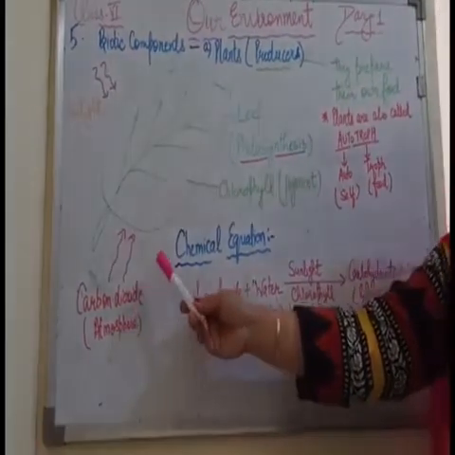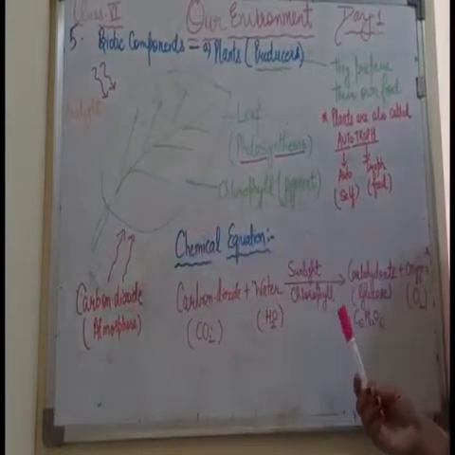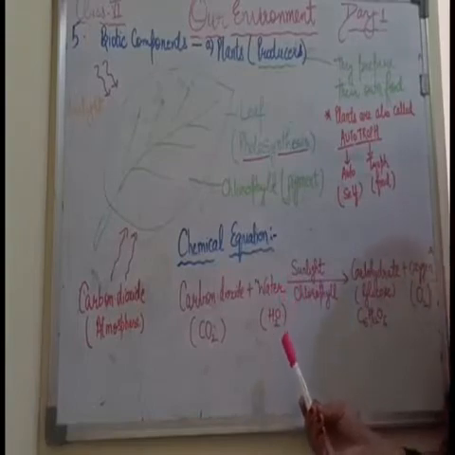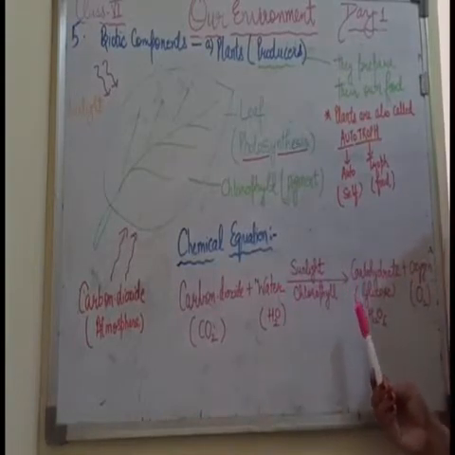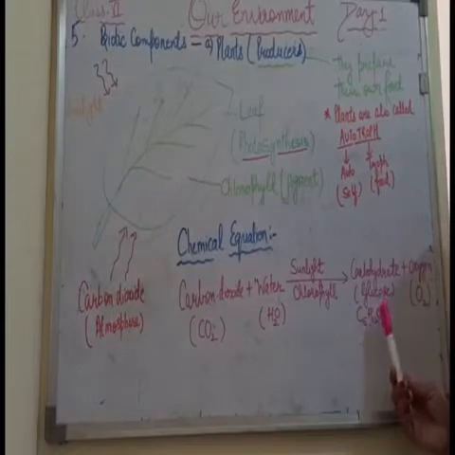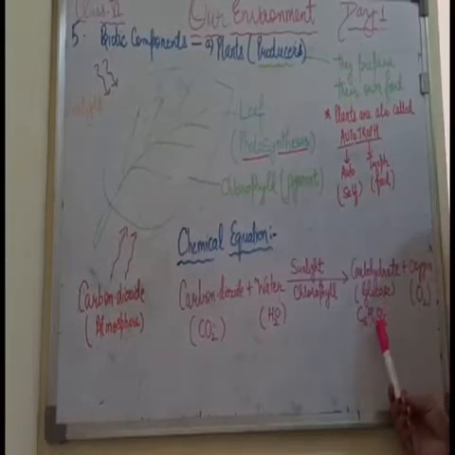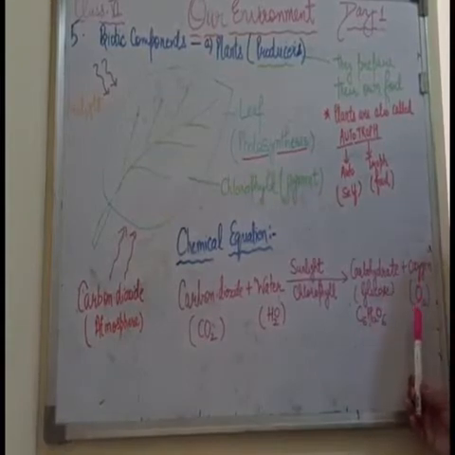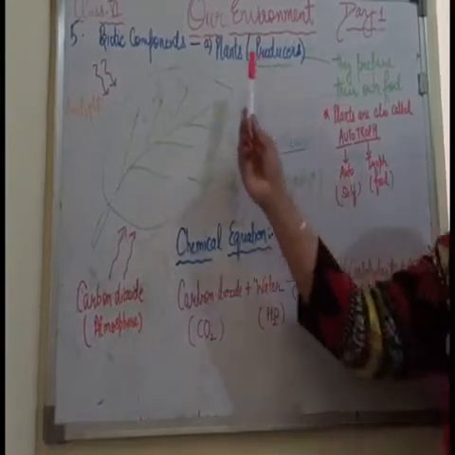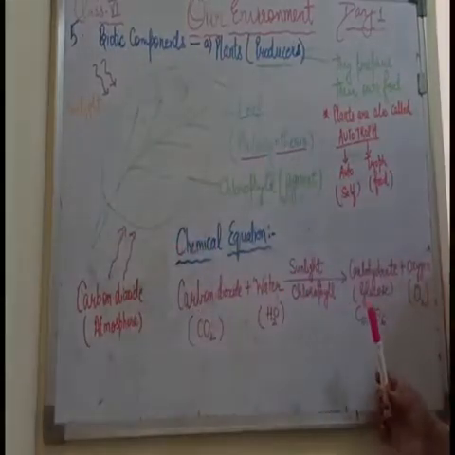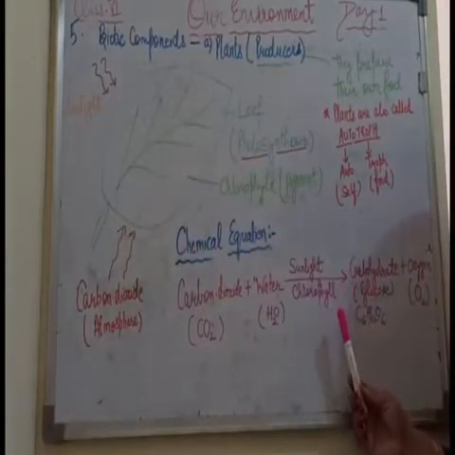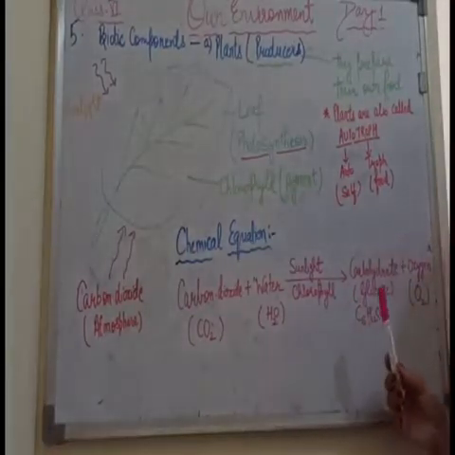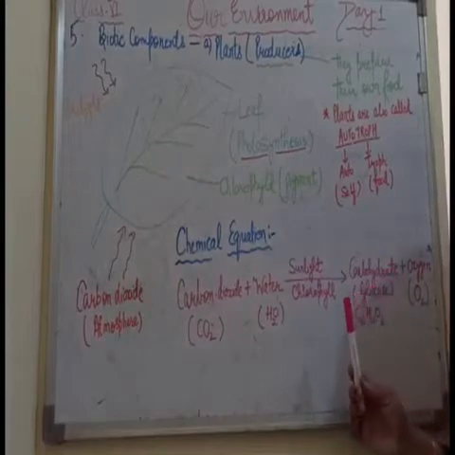So, in the presence of sunlight and chlorophyll, this carbon dioxide and water combine and make food in the form of carbohydrate, which is called glucose. And a gas is released, that is oxygen. So this whole process of making food in the presence of sunlight and chlorophyll and in the presence of carbon dioxide and water, this process is called photosynthesis.